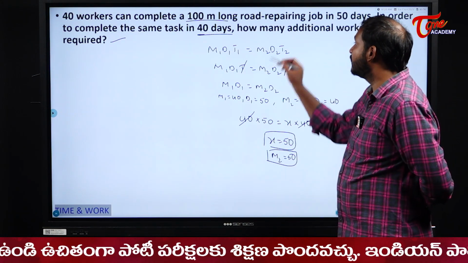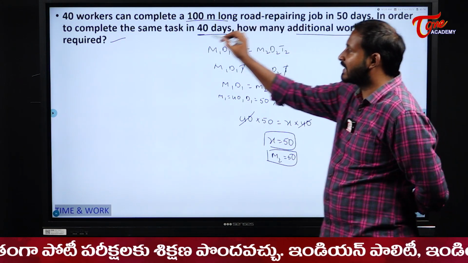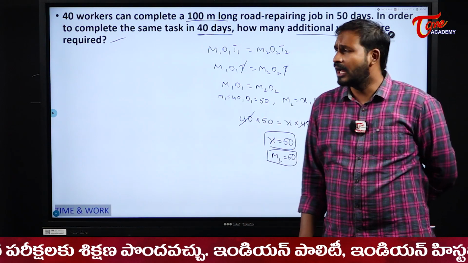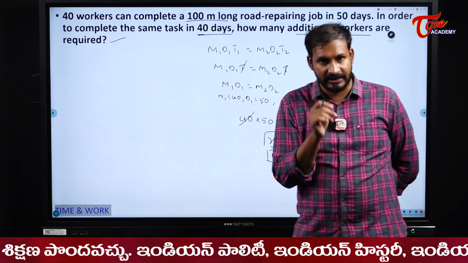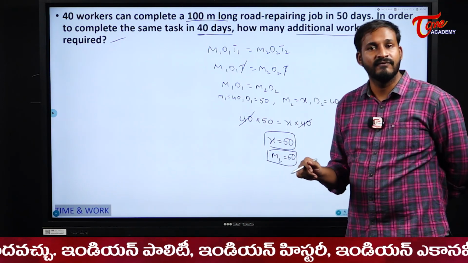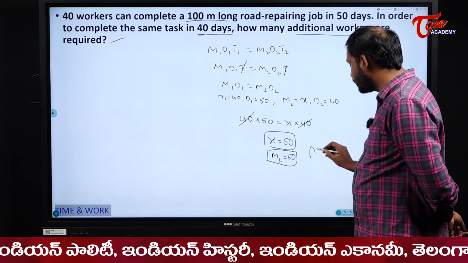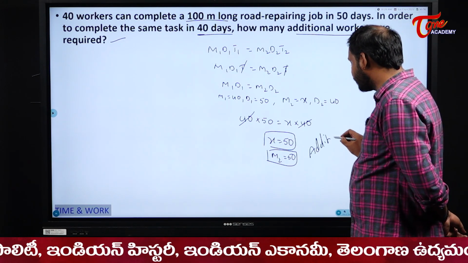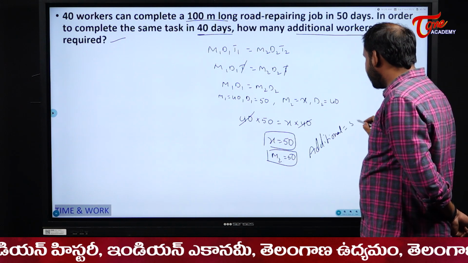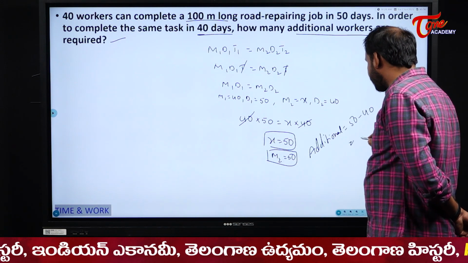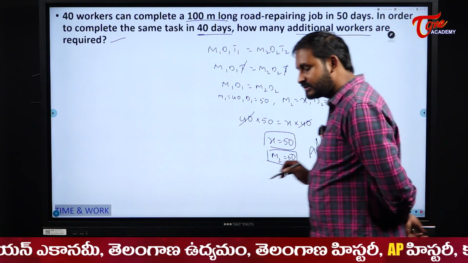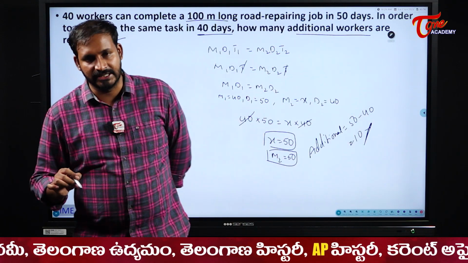Read the question carefully. How many additional workers are required? Already how many are there for us? 40 are there. But how many are required for us? 50. So additional means what? How many additional workers are required for us here? 50 minus 40. That is equal to 10. We require 10 more additional workers to finish the job in 40 days.